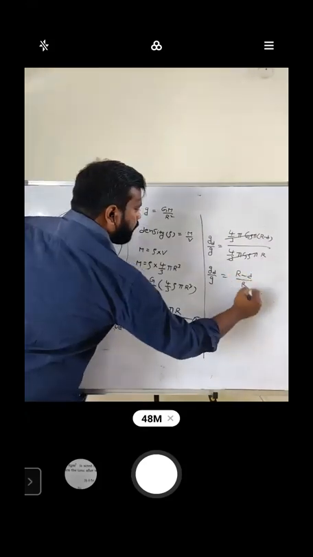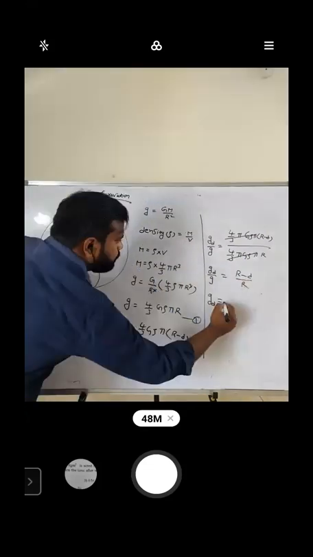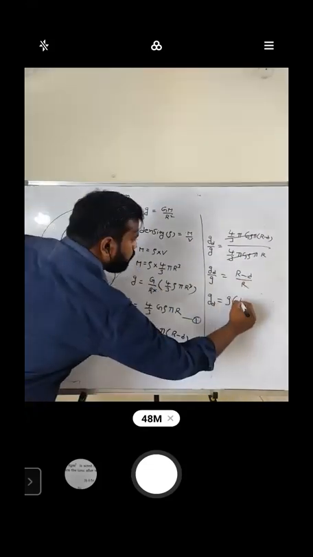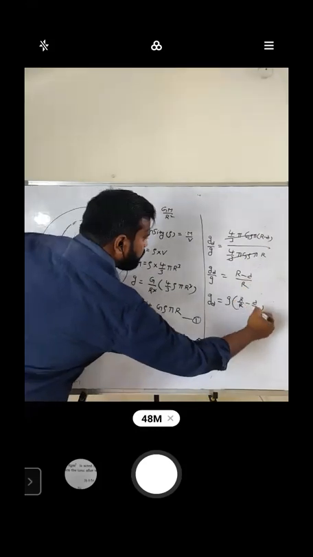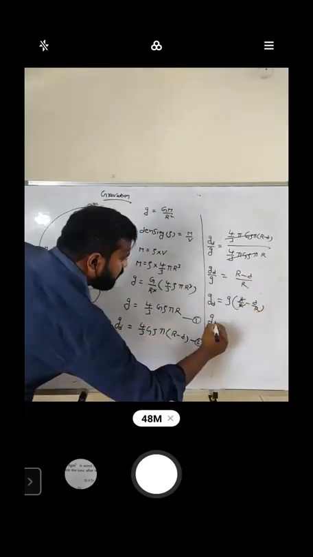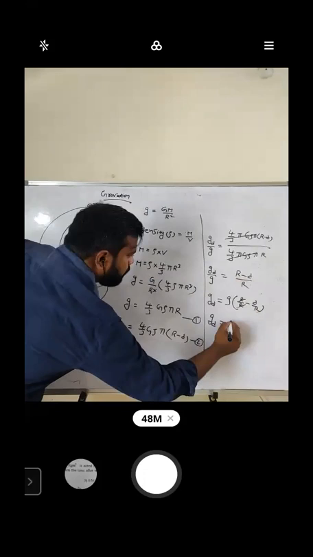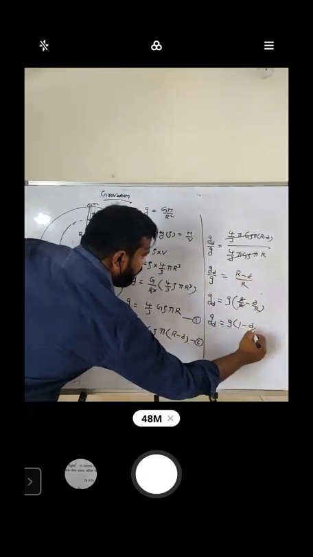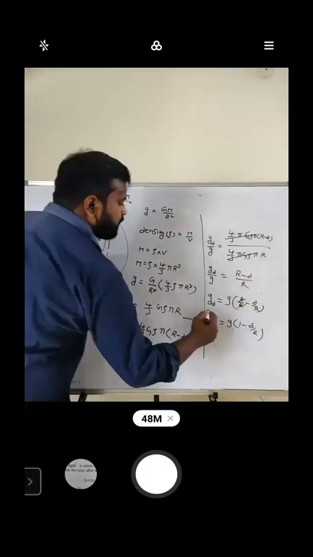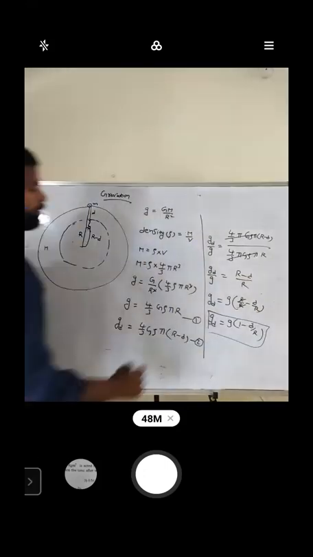So g_d equals g into r minus d by r. The r gets cancelled. So g depth equals g into 1 minus d by r. This is the final equation, the acceleration due to gravity at depth: g into 1 minus d by r.